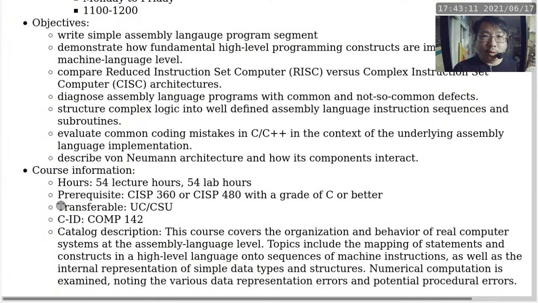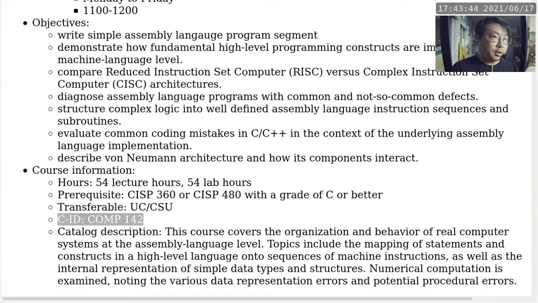All right, so I'm going to skip a whole bunch of stuff here and focus on this part. This course is transferable to UC and CSU. If you look up assist.org, that will tell you which UC and which CSU will accept this class as an equivalent to whatever they call assembly language programming, because that's really just a name. But more important is the CID, course ID. This is COMP 142. So when you look up COMP 142, let me see if I can put this here.